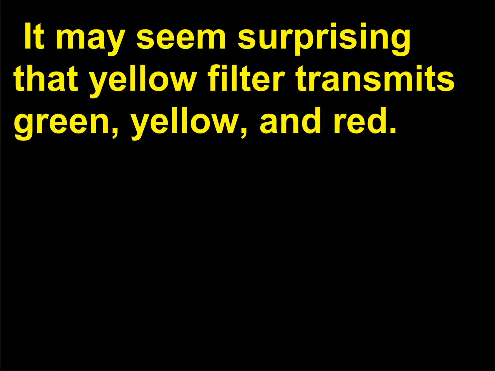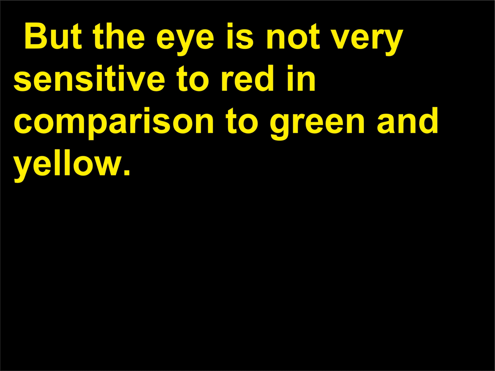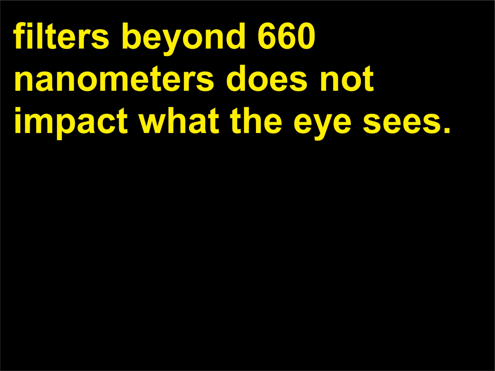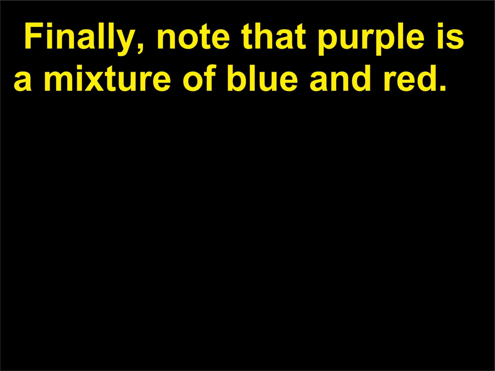It may seem surprising that a yellow filter transmits green, yellow, and red. But the eye is not very sensitive to red in comparison to green and yellow. That's the same reason that the transmission of the blue and indigo filters beyond 660 nanometers does not impact what the eye sees. Finally, note that purple is a mixture of blue and red.